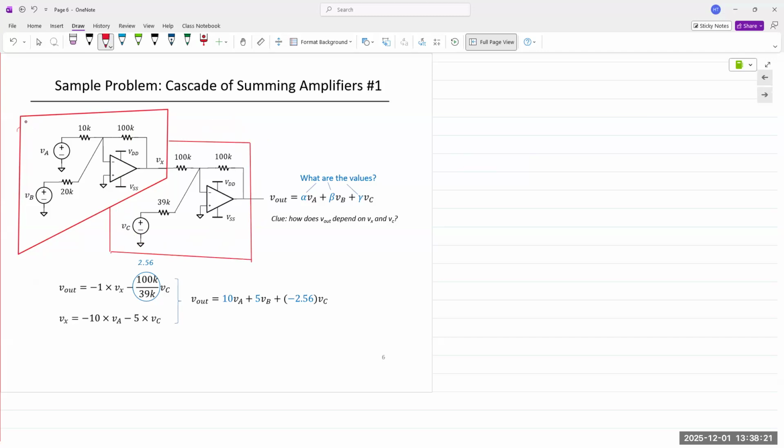So the first one, we have VA and we have VB. Discount everything, cover everything up, just look at this. What is the ratio on the first one? So for that first stage, we have minus 100K over 10K times VA.